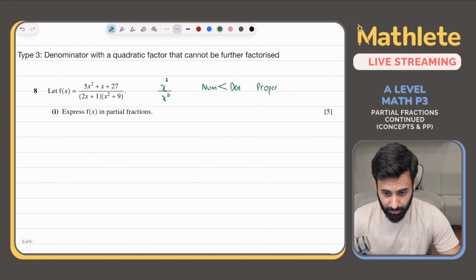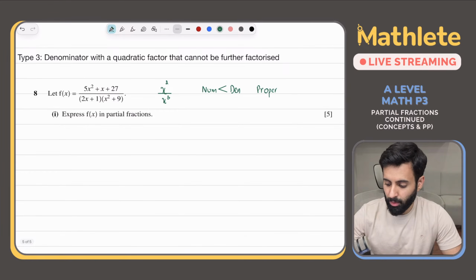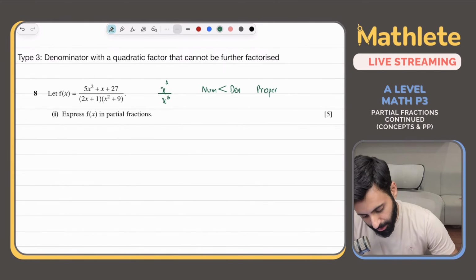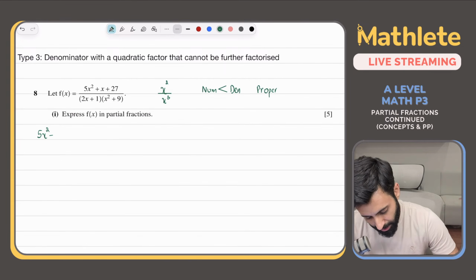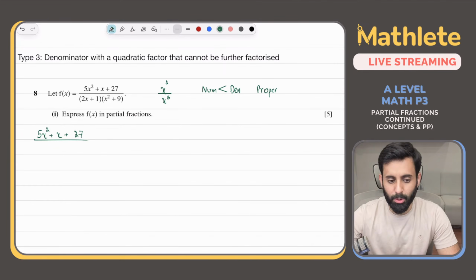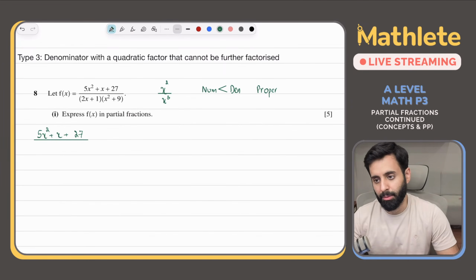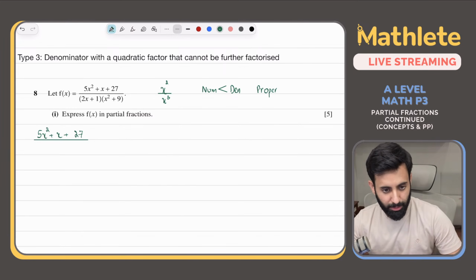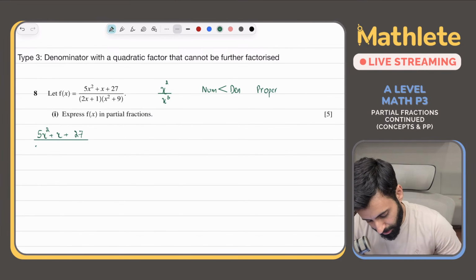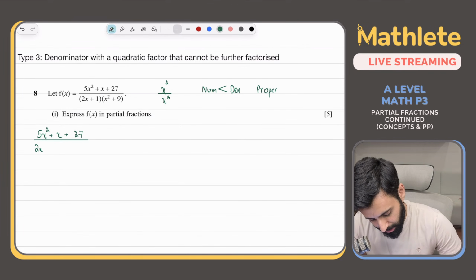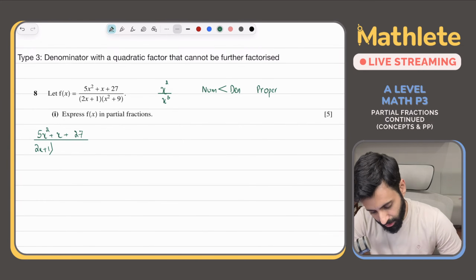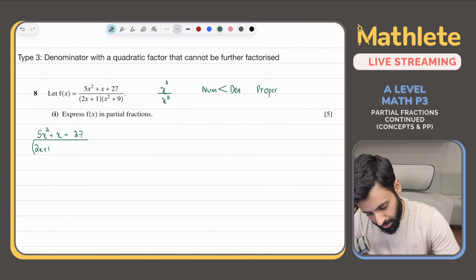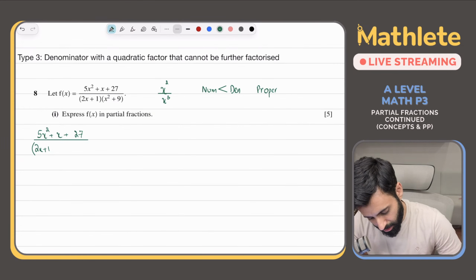Now the question is, how do you break it down? How do you break down such a thing? So let's write that down. There is a standard rule. So we have (5x squared plus x plus 27) over (2x plus 1) into (x squared plus 9). In some cases, you will notice that the question has told you how to break it down, but that's not something we count on. If the question gives us how to break it down, very good. If the question doesn't, then we know how to do it. We should know how to do it.